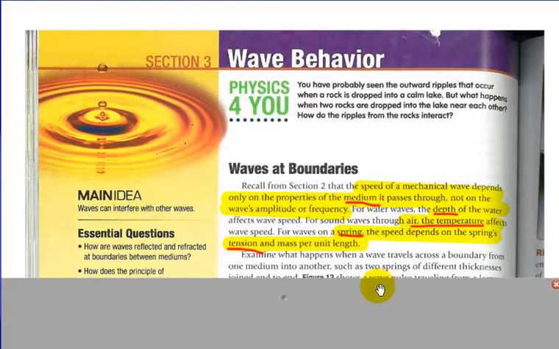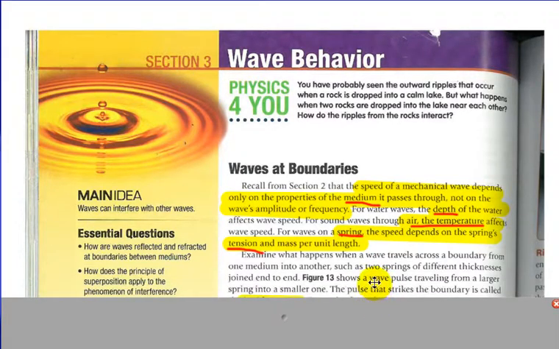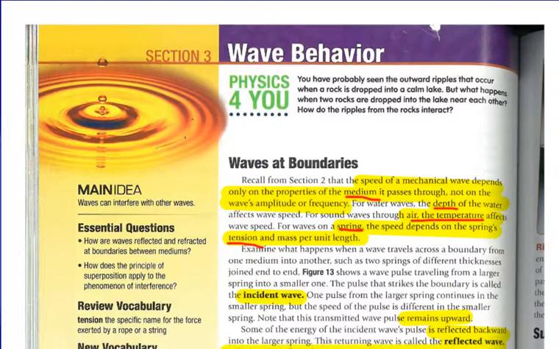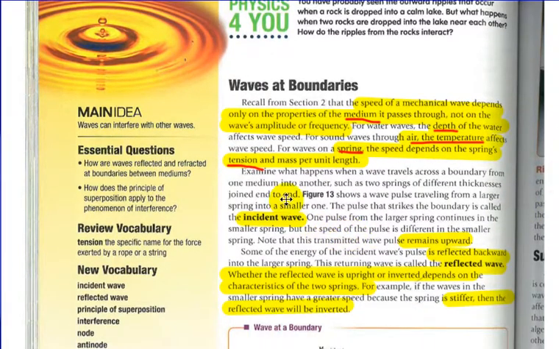Examine what happens when a wave travels across a boundary from one medium to another, such as two springs of different thicknesses joined end to end. Figure 13 shows a wave pulse traveling from a larger spring to a smaller one. Okay, the pulse that strikes a boundary is called the incident wave. One pulse from the larger spring continues in the smaller spring, but the speed of the pulse is different in the smaller spring. Note that this transmitted wave pulse remains upward.